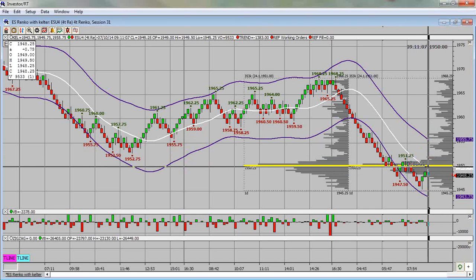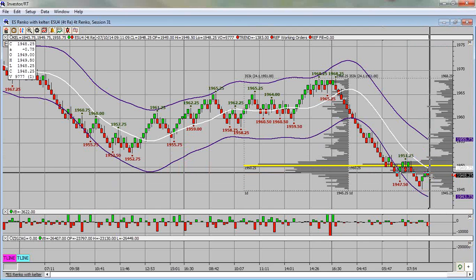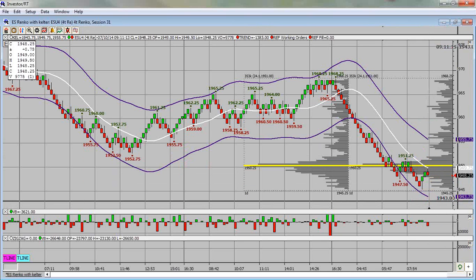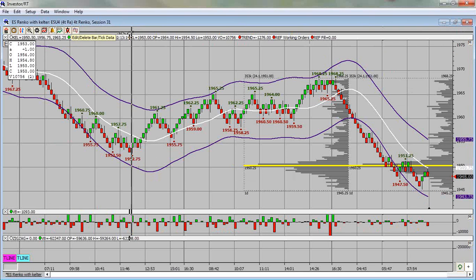But if we reject the center line and we move down to test the lower line, that takes us down to that 43.75, and by the time we get there, it's more likely going to be that 42.75, 43 area. So you can see how clearly that looks. Going over to the Russell.